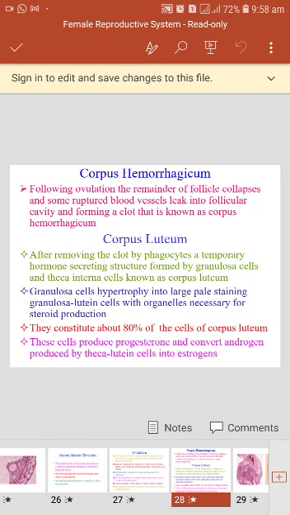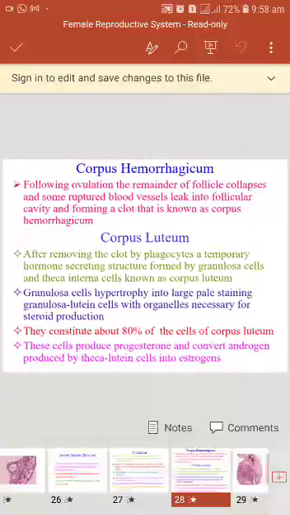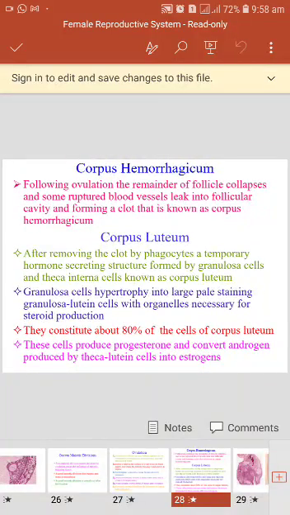What is the corpus hemorrhagicum? Following ovulation, the remainder of the follicle collapses and some ruptured blood vessels leak into the follicular cavity, forming a clot known as the corpus hemorrhagicum. We also have the corpus luteum, which is a very important structure. After removal of the clot by phagocytes, a temporary hormone-secreting structure formed by granulosa cells and theca interna cells is known as the corpus luteum.